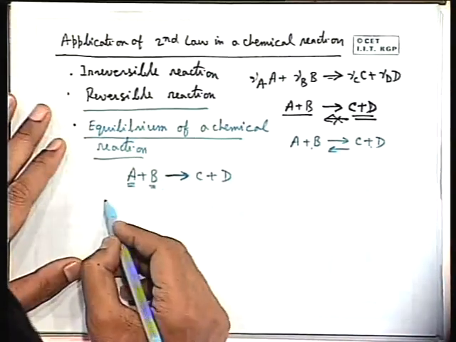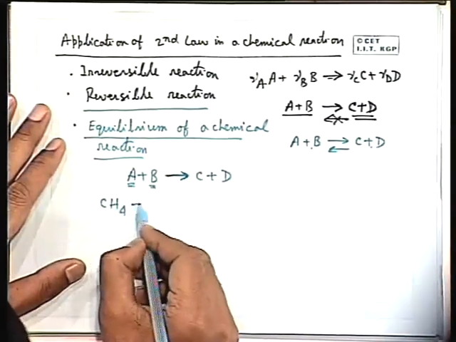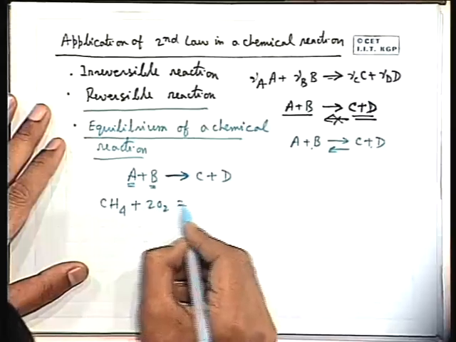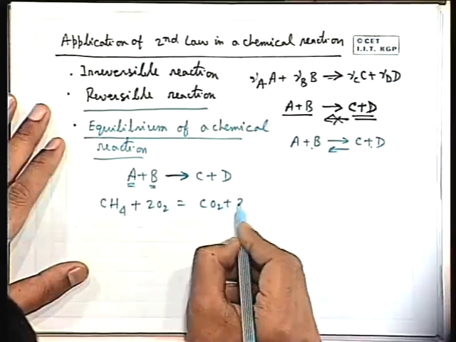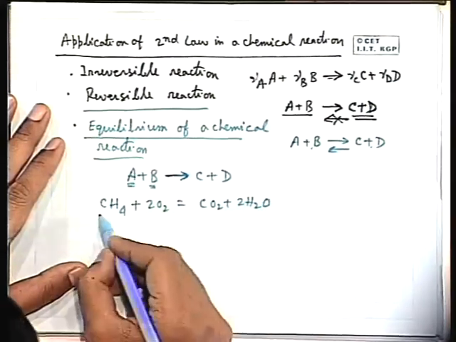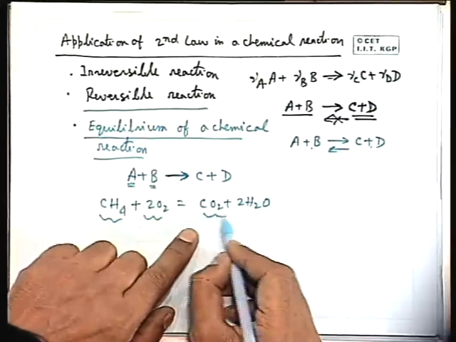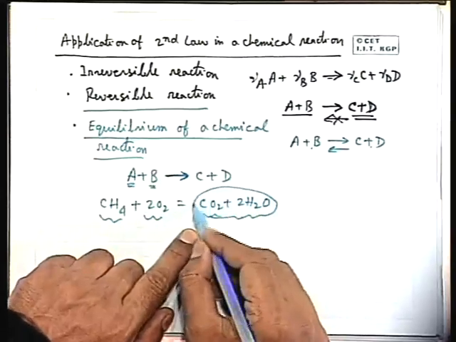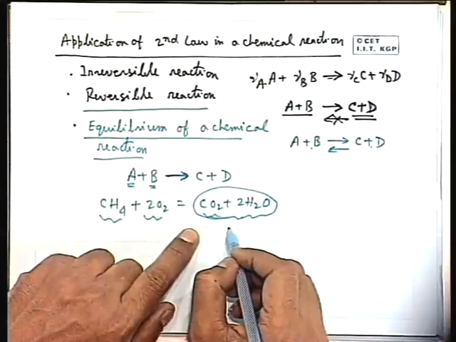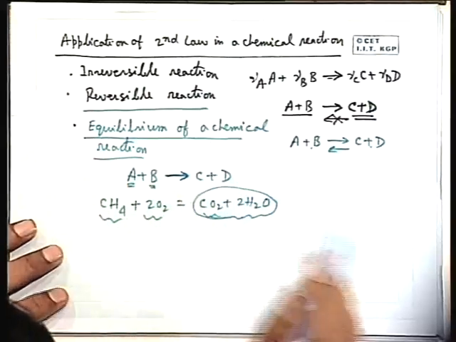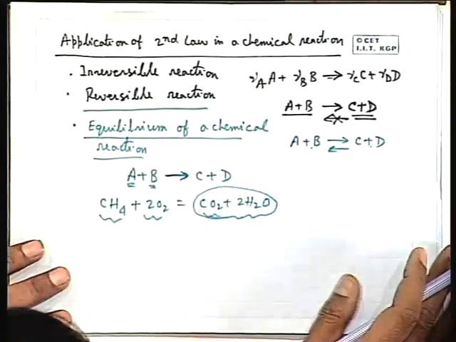Clear? For example, if we consider CH4 plus 2O2 gives CO2 plus 2H2O. When both the reactants are consumed to produce this, the composition will be fixed, pressure and temperature will be fixed, and this will correspond to an equilibrium condition.